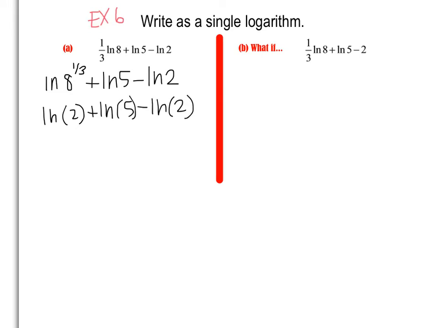And then if you notice here, it's ln 2 minus ln 2. Those are going to just subtract to 0. So our simplified answer here is ln 5. So all the same log rules apply to natural logs.